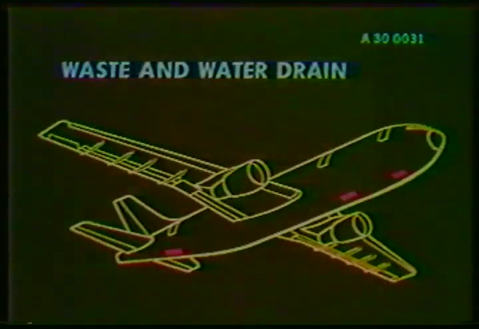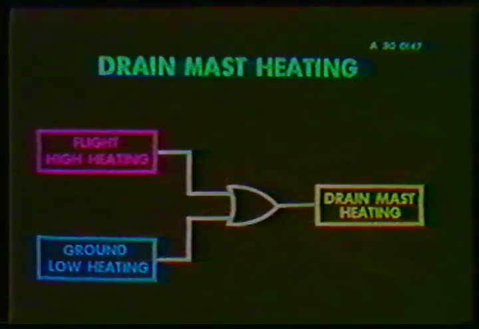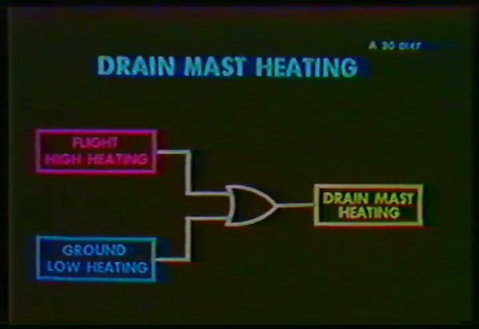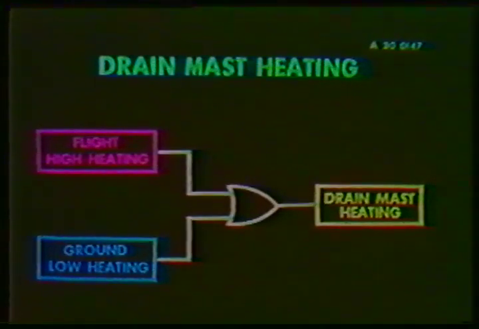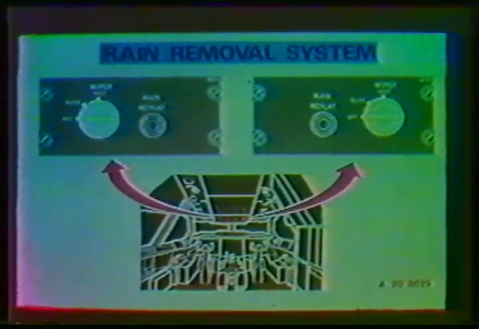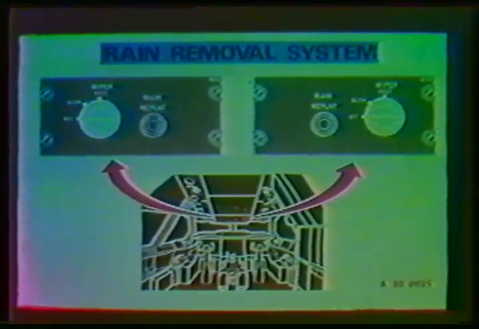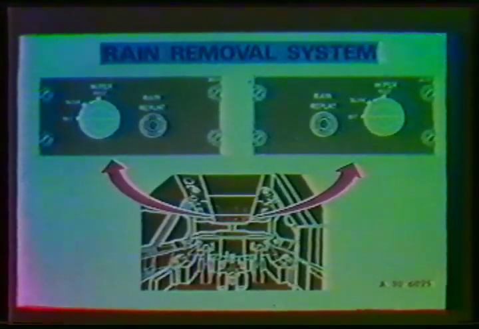The 3 wastewater discharge drains are electrically heated. They are provided with normal heating in flight and reduced heating on the ground. Rain protection is ensured by 2 windshield wipers and 2 rain repellent systems. The captain and the first officer control their own wiper and repellent system from their own control panel.